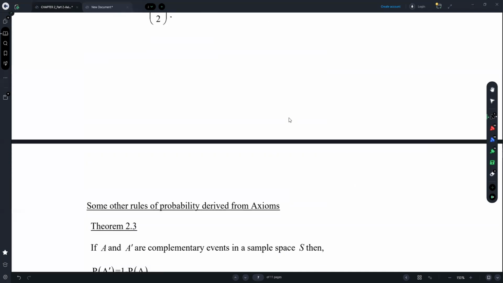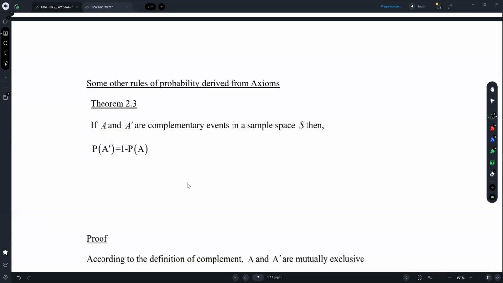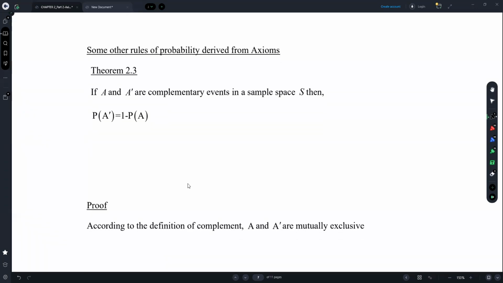So let's continue with the rest of the theorems, right? These theorems or rules that we derive from the original 3 axioms, right? The first one is about the complement or the not operation, right?